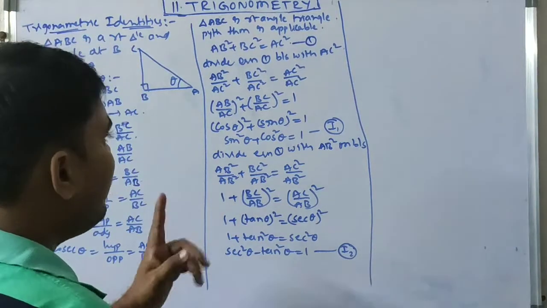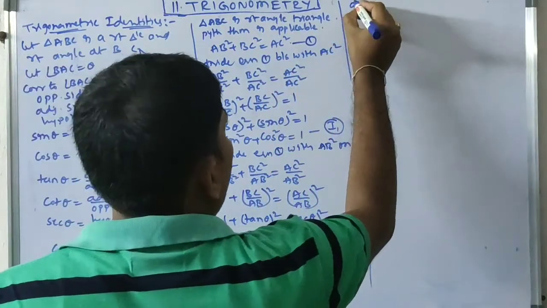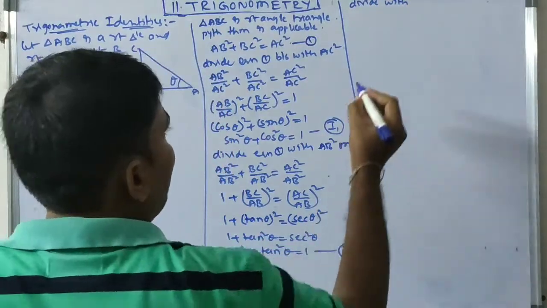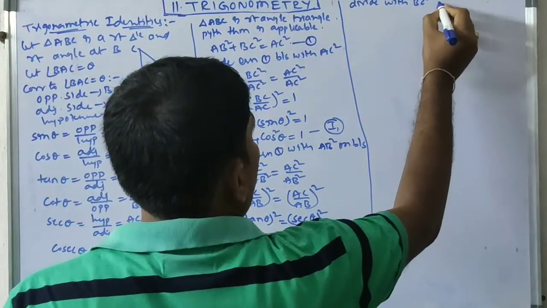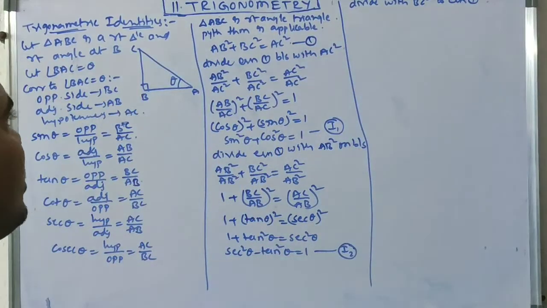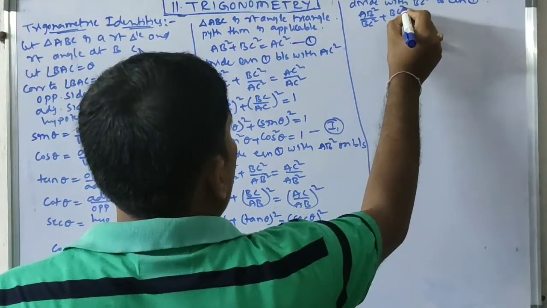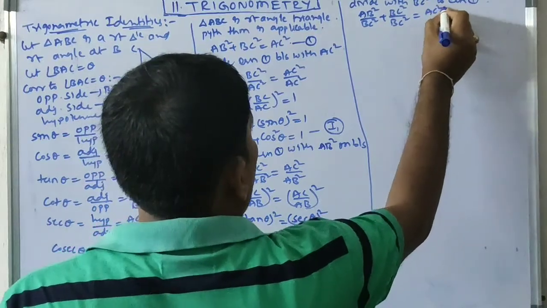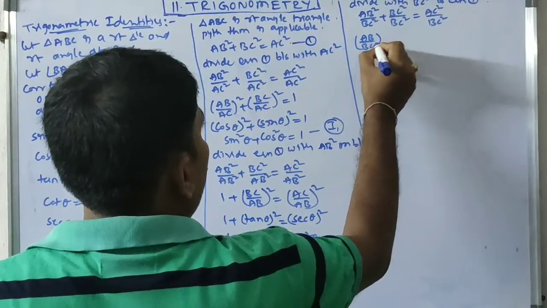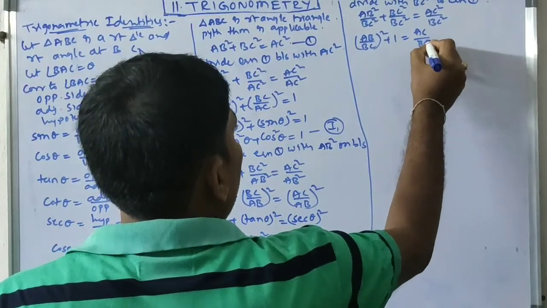Next, I am dividing equation 1 with BC square. Dividing equation 1 with BC square, so AB square by BC square plus BC square by BC square equal to AC square by BC square. So AB by BC whole square plus BC by BC square cancels to 1, AC by BC whole square.